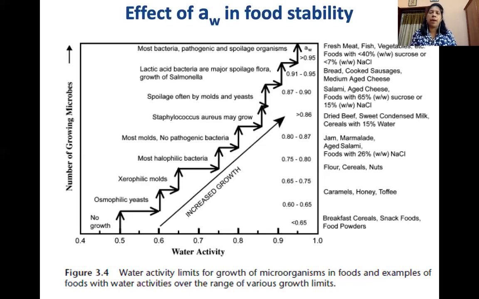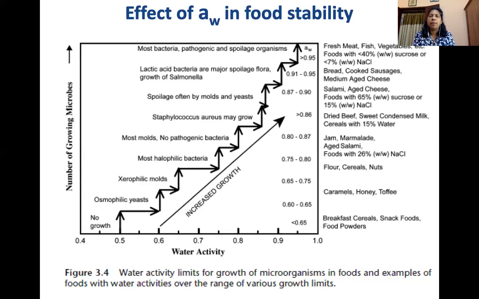So jam, marmalade, you can see in the most molds. Most molds, no pathogenic bacteria are growing at jam, marmalade, or aged salami. Still the water activity is 0.80 to 0.87. It's one, two, three, four, five, the fifth level, right? At the fifth level, you can see most molds and no pathogenic bacteria are growing at 0.80 to 0.87. The jam and marmalade. So what is the situation?